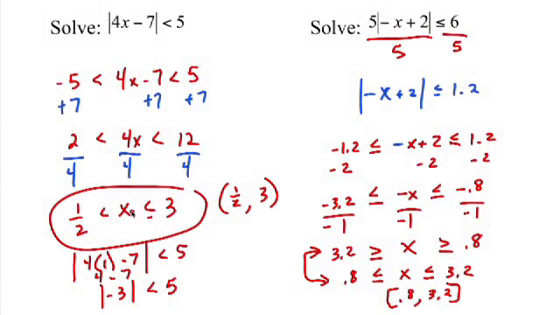Not all of you may have watched that Hot Topic video on interval notation. If there's no equal sign, we use parentheses. If there is an equal sign, we use brackets. Okay, let's move on.